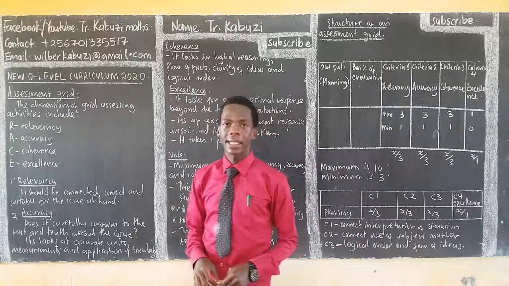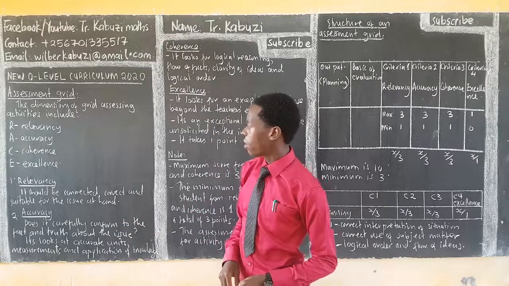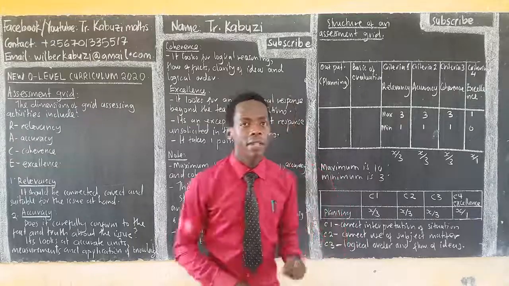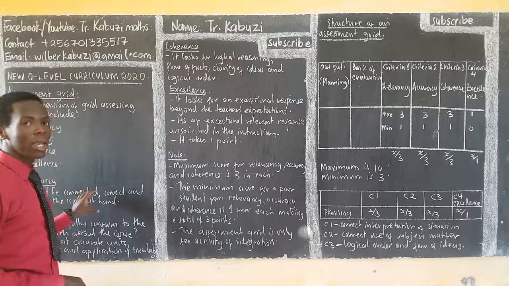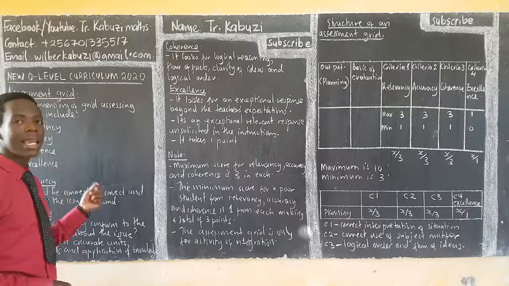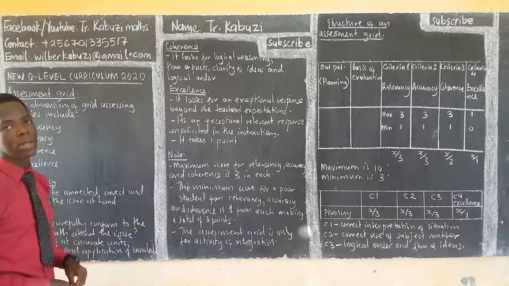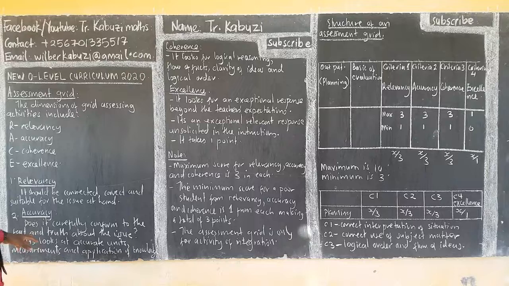So what do we expect in relevance? It should be connected, correct, and suitable for the issue at hand. The activity of integration is set. The ideas someone is going to give should be connected and related to that issue, or to that question, or to that situation in that order. Then accuracy: does it carefully conform to the fact and truth about the issue?